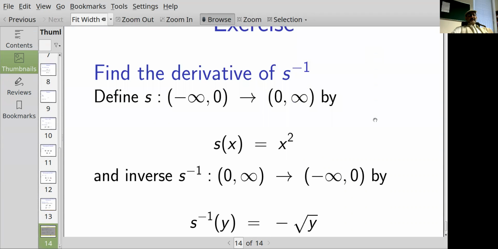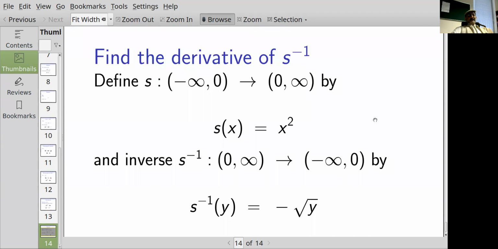Okay, as an exercise, I'll leave you with this. Define S to go from minus infinity to 0 by S of x equals x squared, and then take the inverse to be mapping from 0 to infinity to minus infinity to 0. So S inverse of y is equal to minus the root of y, and see what you get for the derivative of that function.